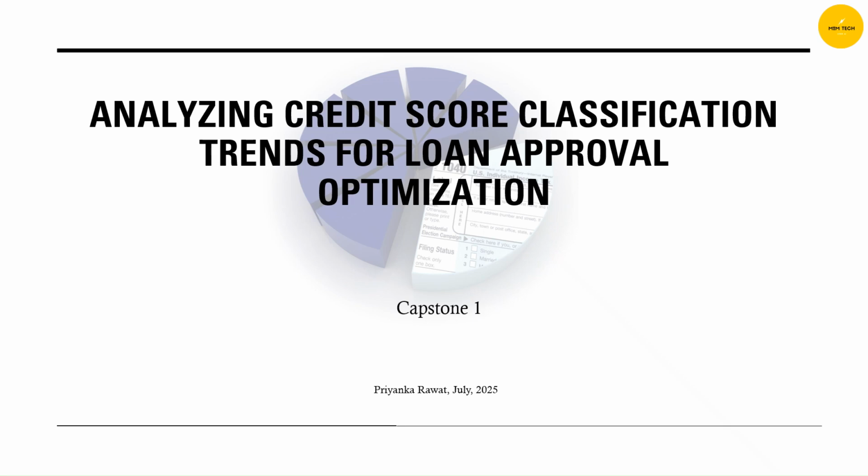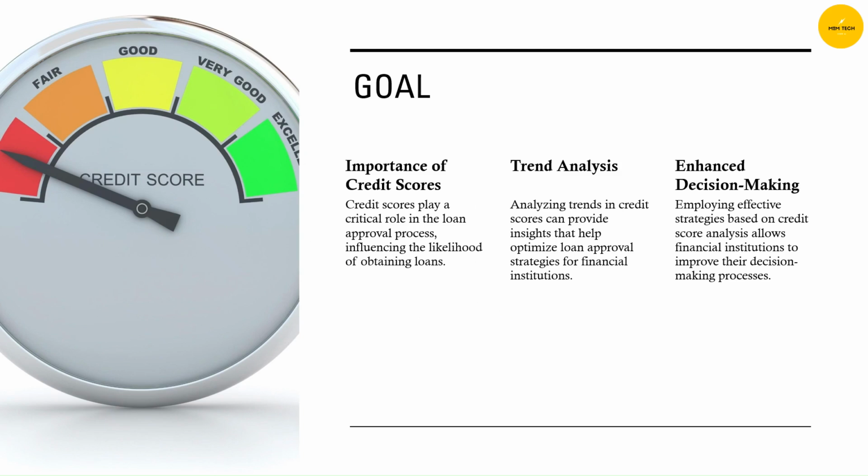This analysis aims to enhance loan lending decision making in financial institutions. So the goal of this analysis is to provide insights that help in loan approval strategies for financial institutions. For that, we have to understand that credit scores are crucial as they indicate a borrower's ability to repay loans. They help lenders assess the risks and make sound decisions to give approvals of loans and the terms of the loans.